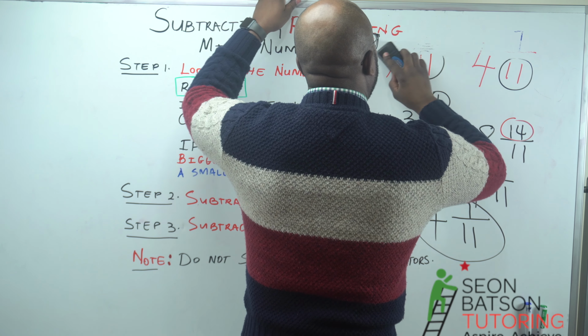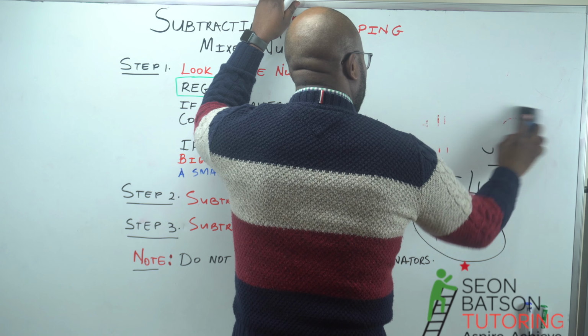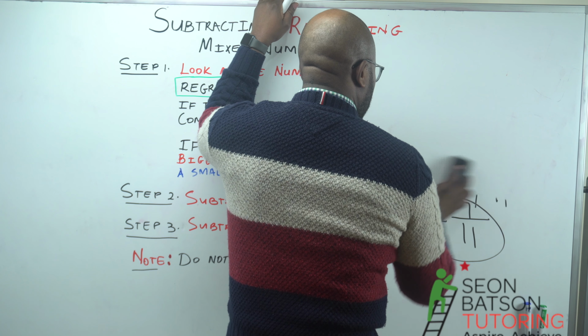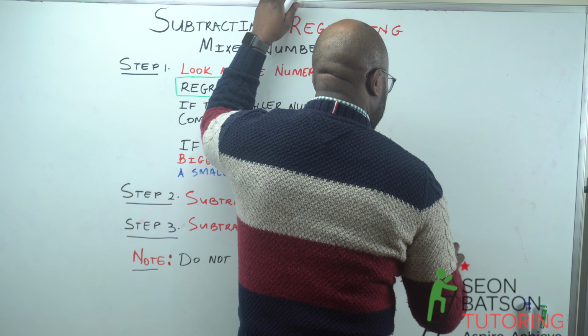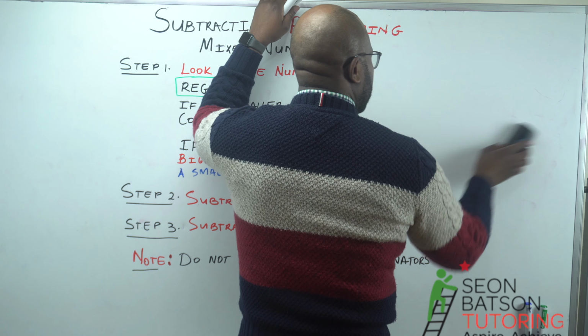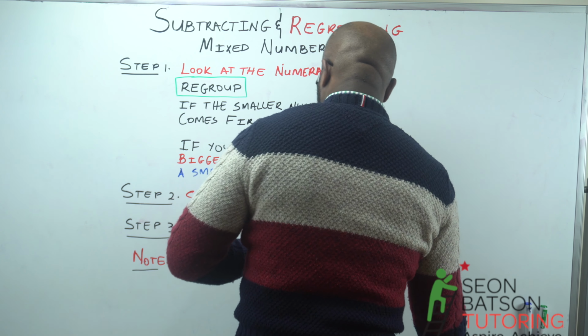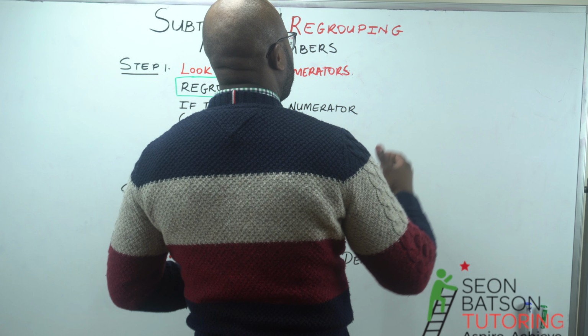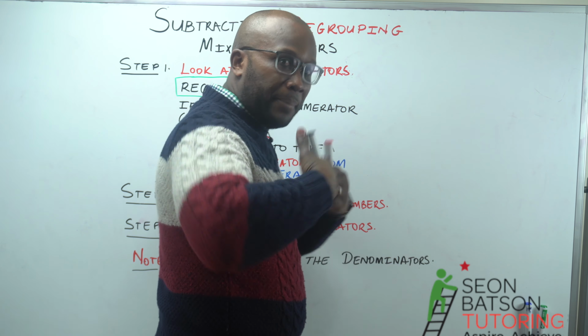It's a very simple idea here. The rule is, if the smaller numerator comes first, we will regroup. We are regrouping because we want to make the smaller numerator bigger. Yes? All right. Or we want to make the numerator that comes first bigger.